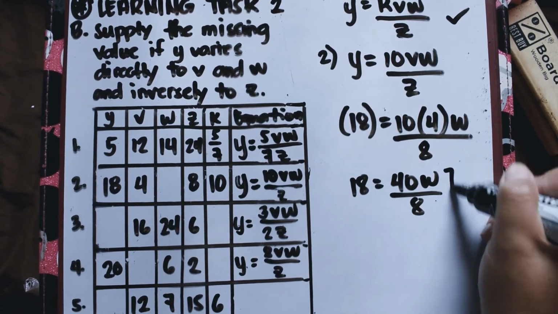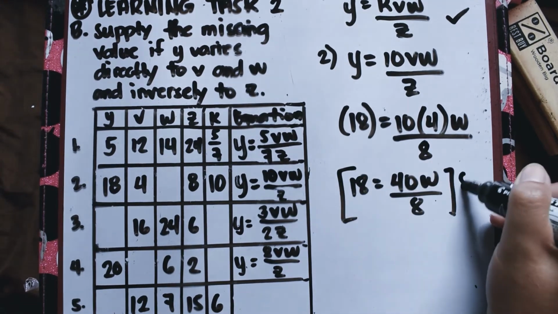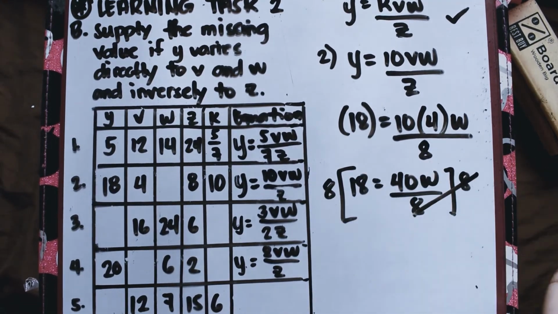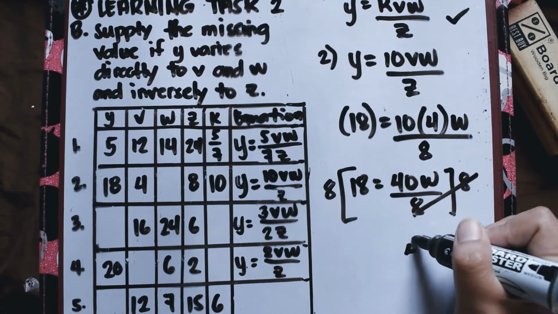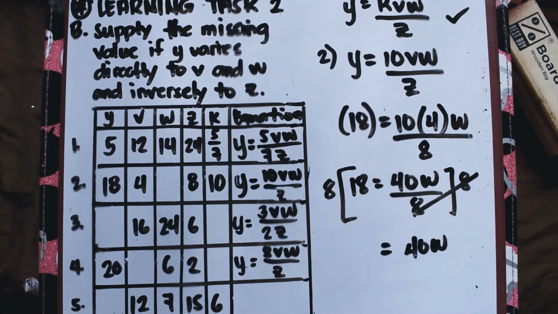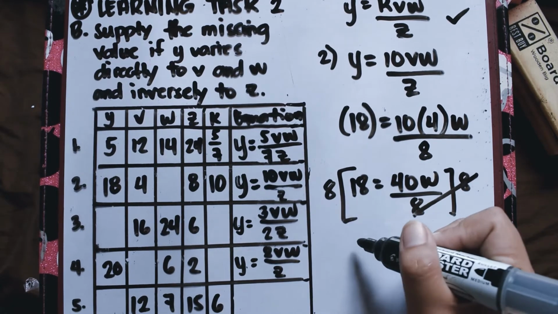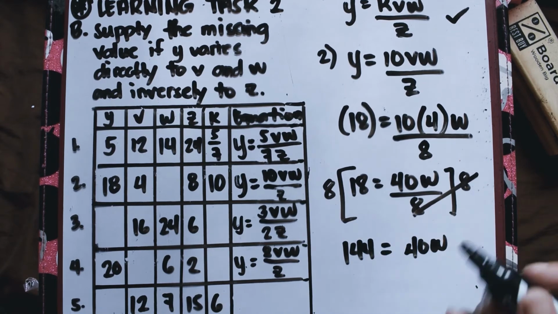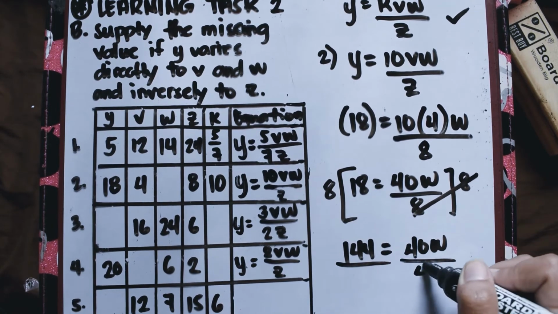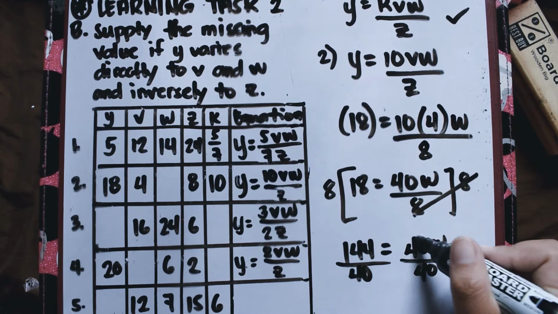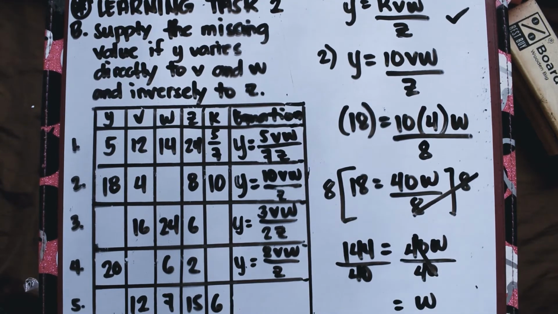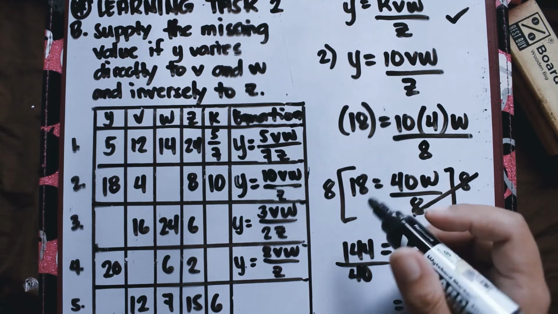So, pwedeng cross multiplication o kung mas sanay kayo sa ganito po, ganito yung gawin. So, multiply both sides by 8 to remove the denominator. So, we have 40w is equal to 8 times 18, we have 144. And then after that, divide both sides by 40 kasi yun pa yung kasama ng ating missing variable. So, cancel. So, our w now is equal to 144/40, or simply, i-reduce lang yung ating fraction.